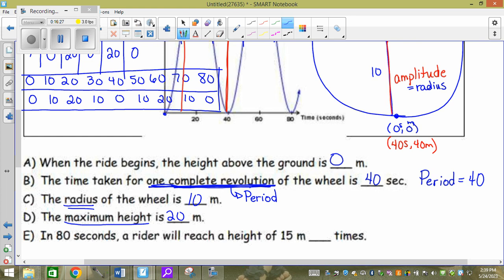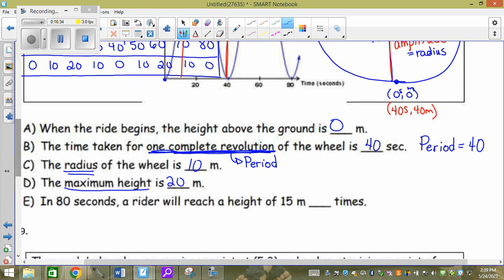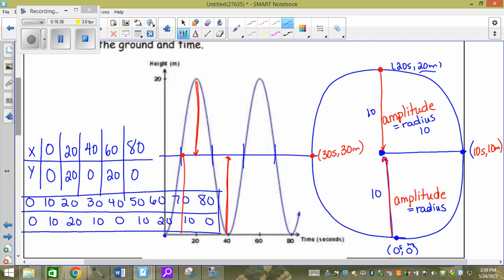In 80 seconds, a rider will reach a maximum height of 15 meters. How many times? So in 80 seconds, let's look. So 15 meters falls in here somewhere, right? Like that. It's a little higher, but I'm not erasing it. So we go 1, 2, 3, 4 times.